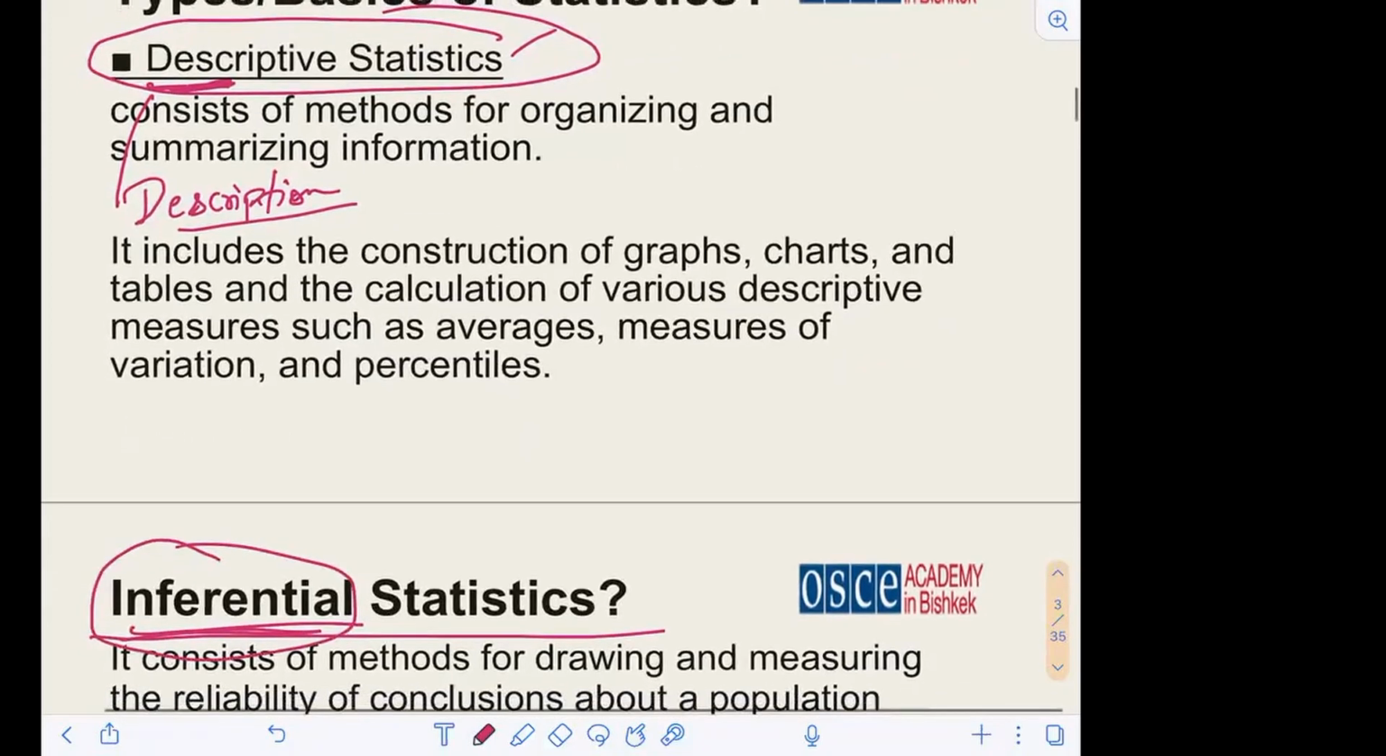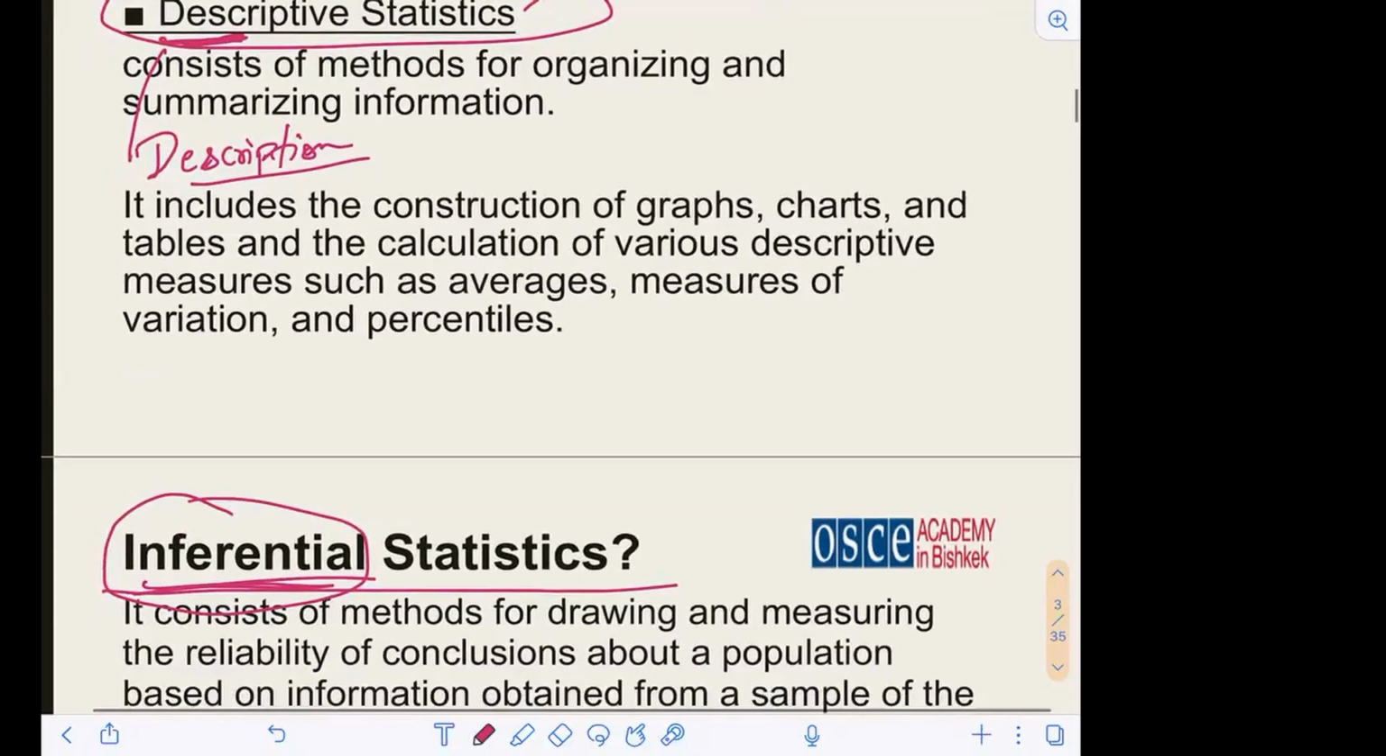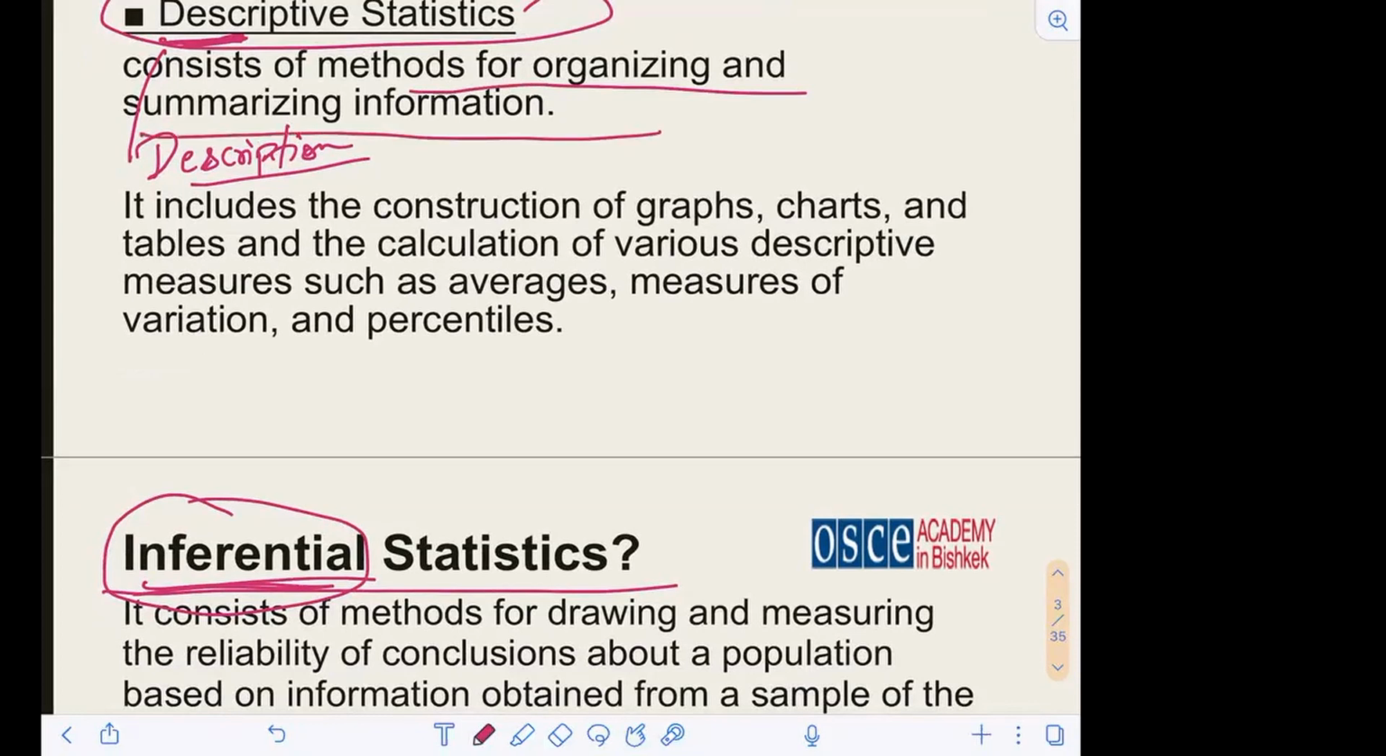So let's understand what descriptive statistics is. My class today and my next class are all going to be about descriptive statistics. And on Friday, we will see the application of descriptive statistics in SPSS software. Descriptive statistics basically consist of methods for organizing and summarizing information.